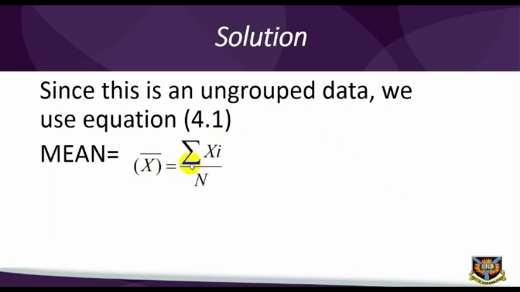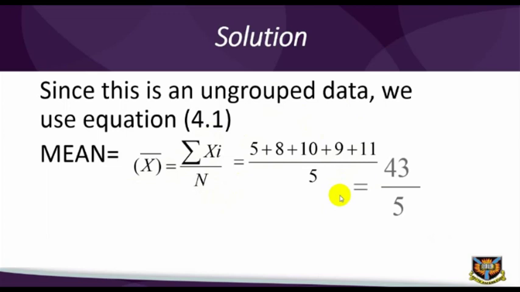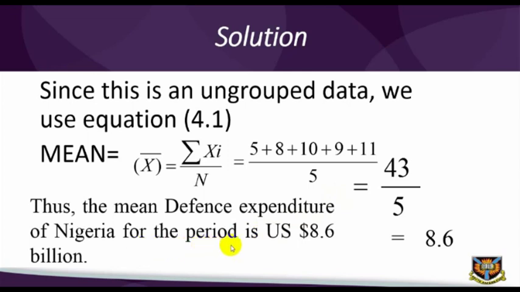Mean is equal to summation xi over n, is equal to 5 plus 8 plus 10 plus 9 plus 11 over 5, is equal to 43 over 5, is equal to 8.6. Thus, the mean defense expenditure of Nigeria for the period is 8.6 billion US dollars. Now you should attempt example 2 before proceeding to the solution.